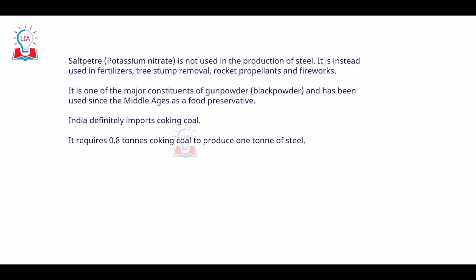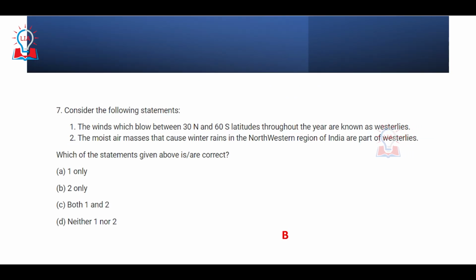in the steel industry. Saltpeter actually is a common name of potassium nitrate. It is not used at all in the production of steel, but is used for the production of fertilizer, rocket propellants, and fireworks, etc. It is also one of the major constituents of gunpowder and has been used since the Middle Ages as a food preservative. So India definitely imports coking coal, and coking coal is a very important requirement for the production of steel, because 0.8 tons of coking coal is required for production of every 1 ton of steel. So that is the correct answer.